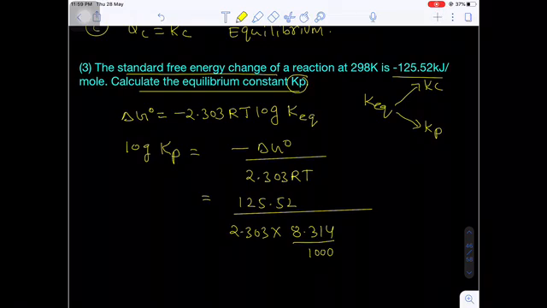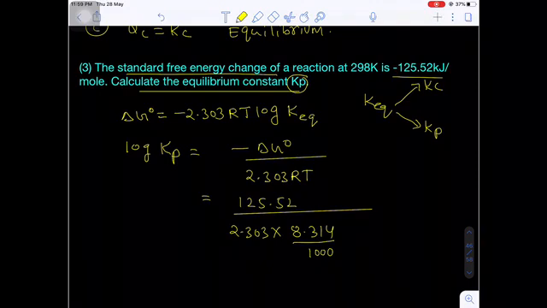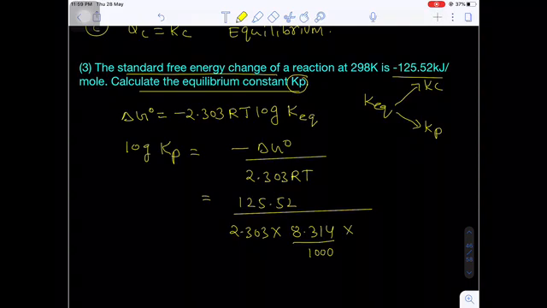This is very important. Generally students think the R value is 0.0821 liter atm per mole per Kelvin. Yes, that is also correct when the pressure is given in atm and volume is given in liters. But here the unit for delta G naught is kilojoule, so the R value should be taken in the same units. Now, what is the temperature given to you? 298 Kelvin.